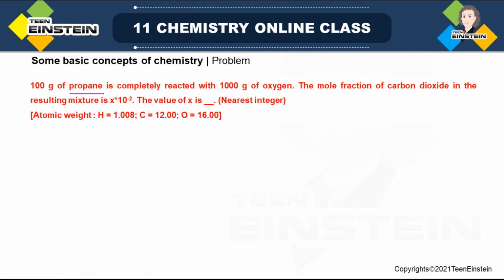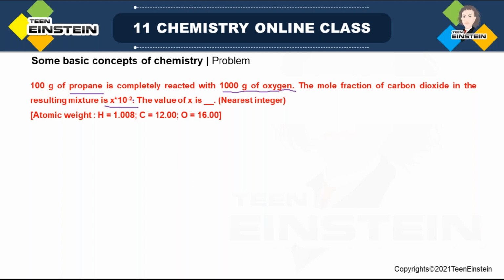100 gram of propane, which is 3 carbon propane, an alkane, CH3, CH2, CH2, completely reacted with 1000 gram of oxygen. So what type of reaction is this? It is a combustion reaction. And in the combustion reaction of a hydrocarbon, the products are carbon dioxide and water. In this case, it is asking for the mole fraction of carbon dioxide in the resulting mixture in this format, x into 10 to the power minus 2. You just have to find the value of x, which is an integer. Take the nearest integer. So this is an integer type of problem.